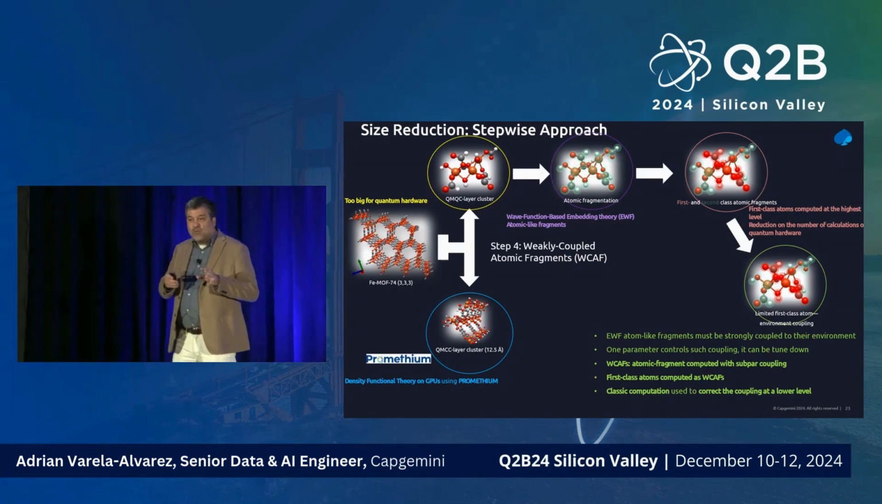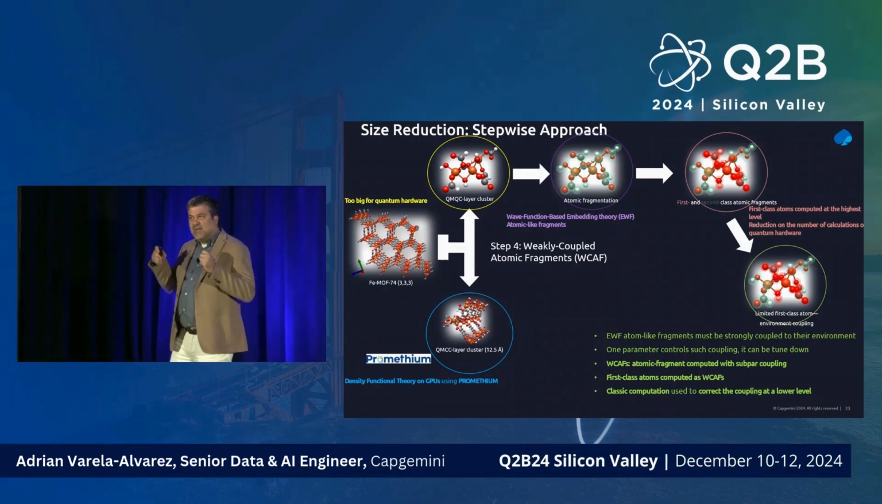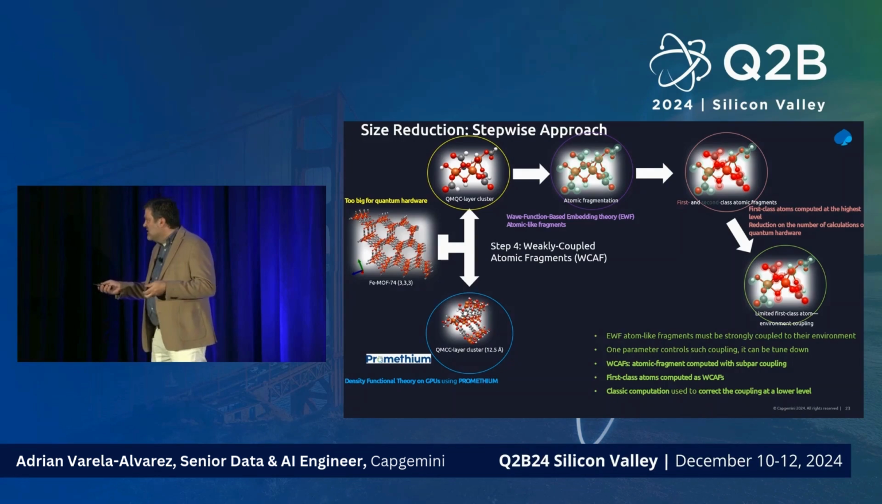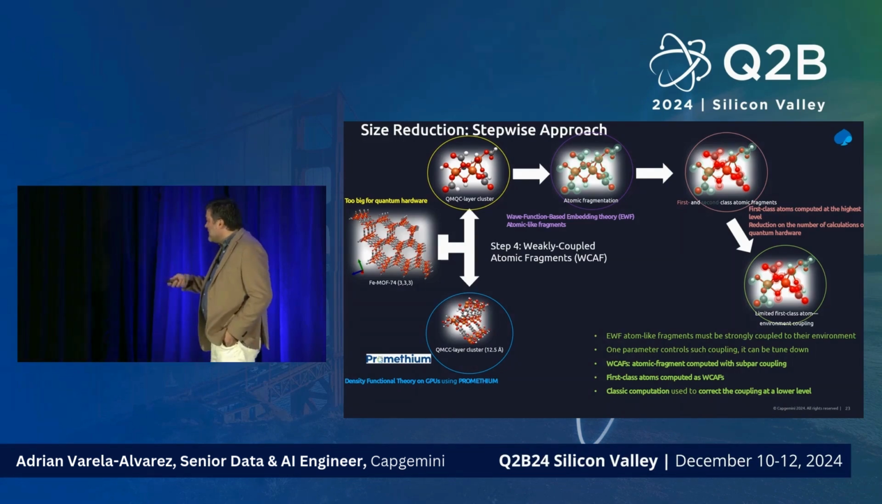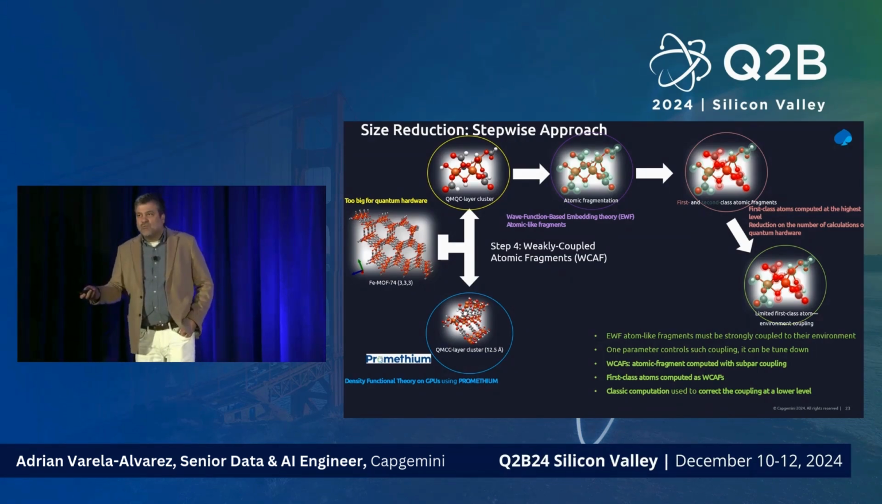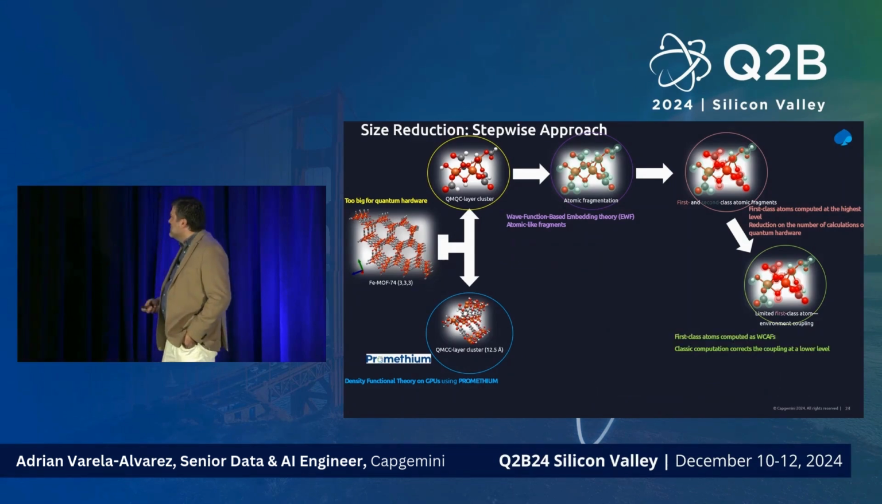And what we are going to do is compute a correction of the coupling using a classic methodology and using HPC. So at the end, we end up with a bunch of what we call weakly coupled atomic fragments that are the ones that we intend, now or in the near future, to send to quantum hardware. That's the whole workflow.